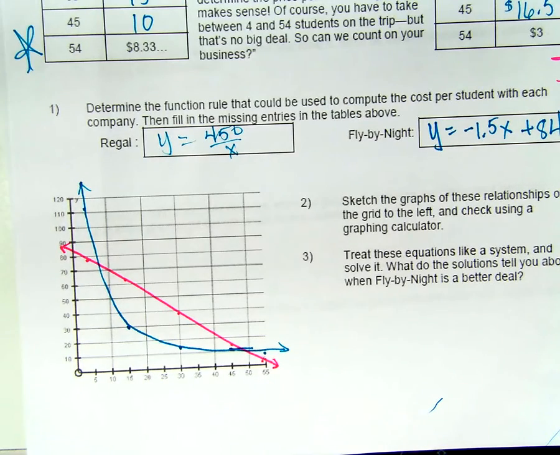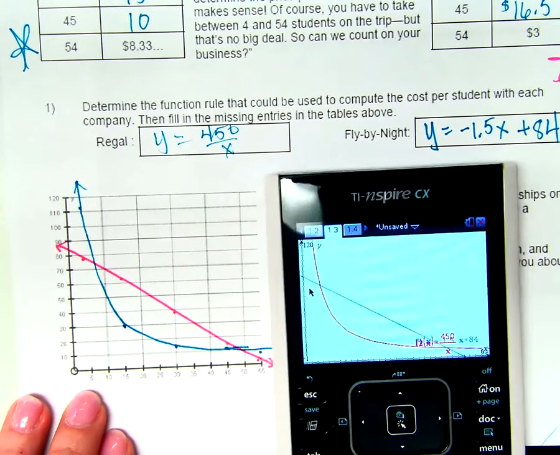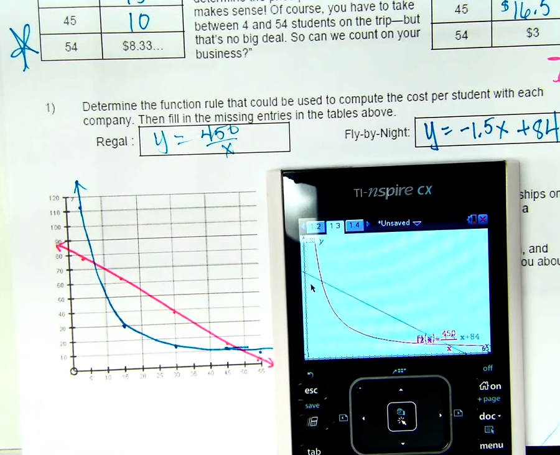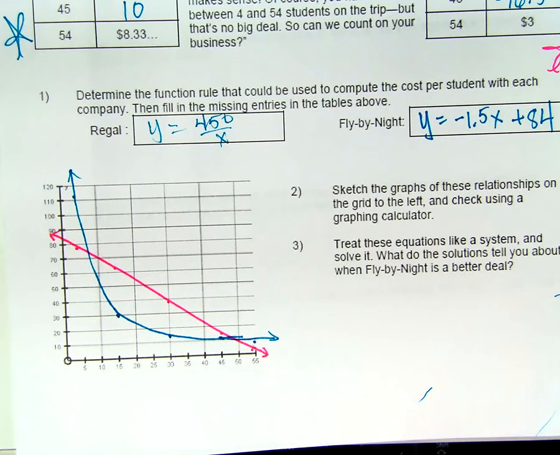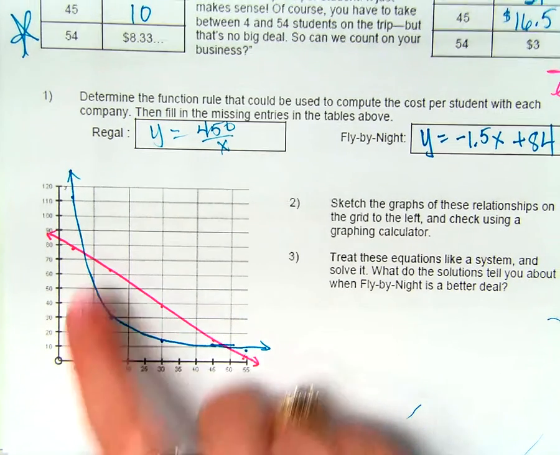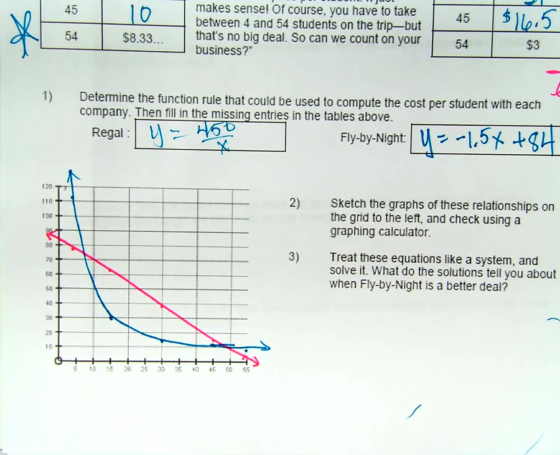What do you think? Is that pretty good? It's pretty close to the calculator, isn't it? Okay. Treat these equations like a system and solve it. When we are solving a system of equations, what are we looking for? The points of intersection. Here, by looking at this graph, it would be an absolute pure guess, wouldn't it?